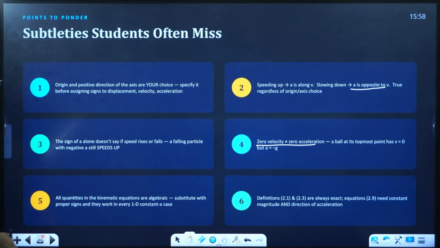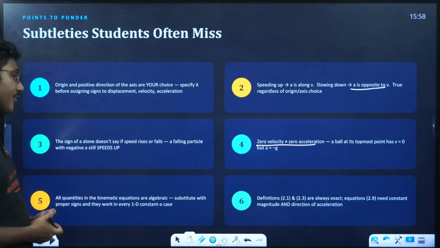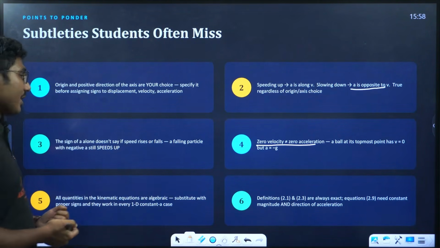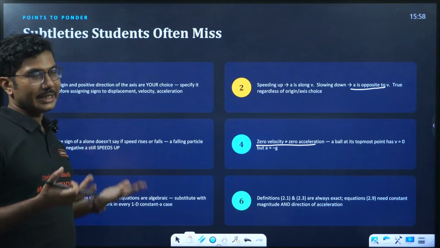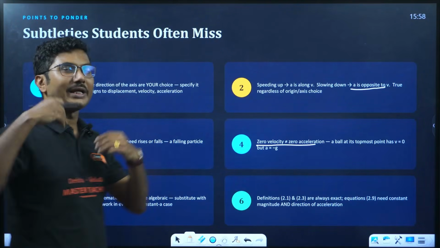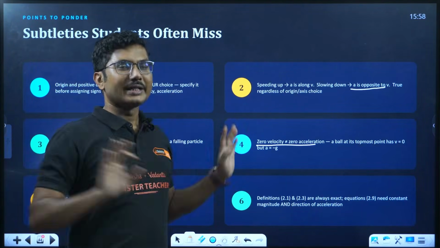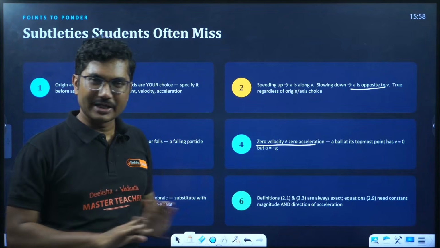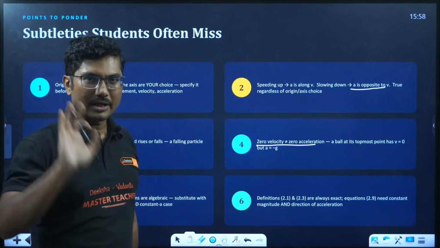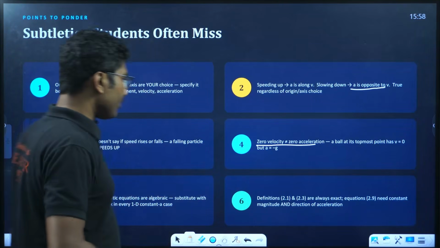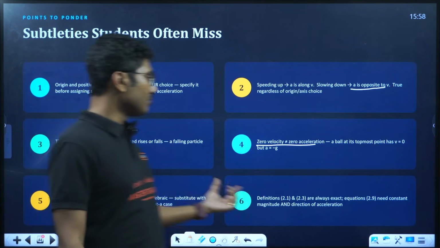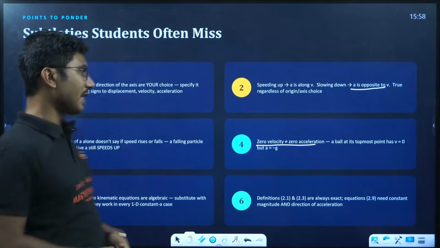Okay, all quantities in the kinematic equations are algebraic. Substitute with the proper signs, it works for every 1D constant acceleration case. So basically you just need to take the value and put it in the equation, that will be satisfied. Okay, they are algebraic, there is no complex geometry, no complex numbers involved here. Okay, equations, so if you are following the NCERT textbook, do note these points as well.